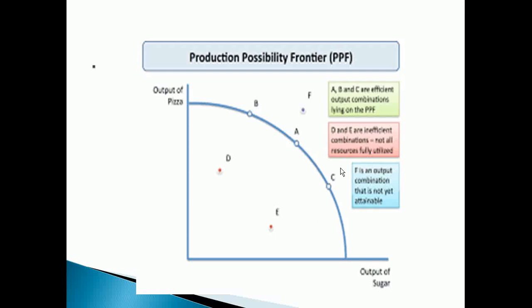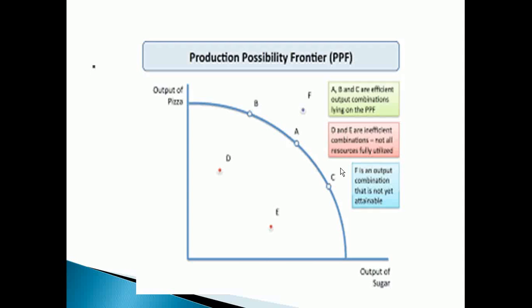Points D and E are inefficient combinations because not all resources are fully used. If you trace the points D and E to the two axes, the outputs will be lower or decreased compared with the production possibility curve, which is proof that there are resources that have not been fully utilized. Of course, the effect of this will be a reduction in the production of both outputs.